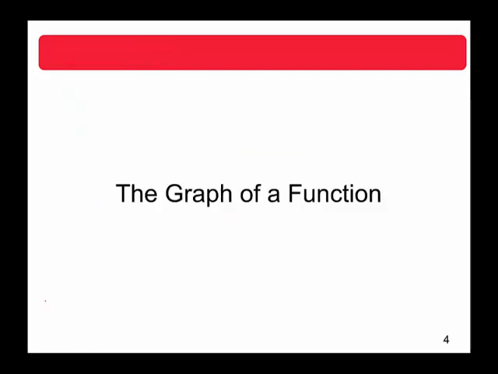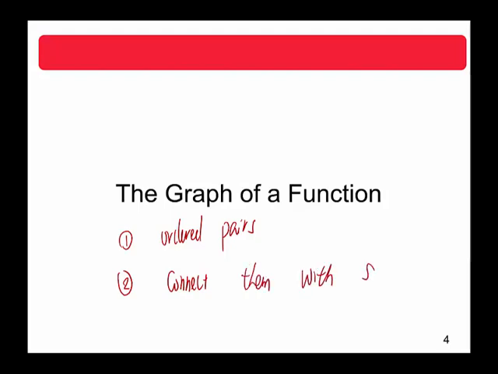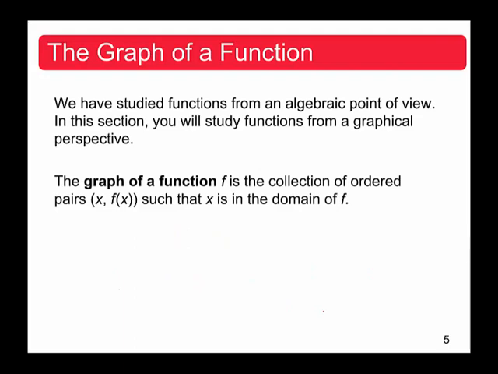So first of all, we look at the graph of a function. The graph of a function basically is determined by ordered pairs. Graphically speaking, we come up with ordered pairs, and second, just connect those ordered pairs with a smooth graph, a smooth curve. So the graph of a function is a collection of ordered pairs.